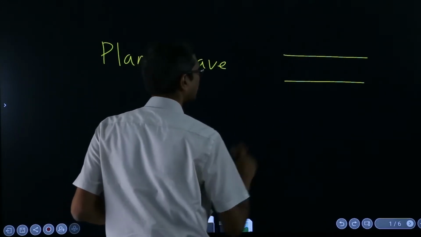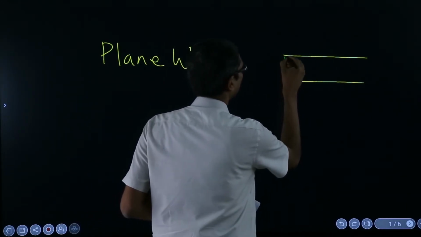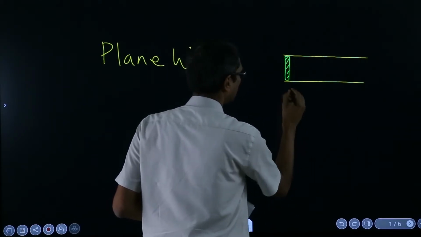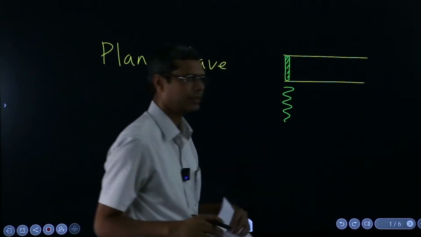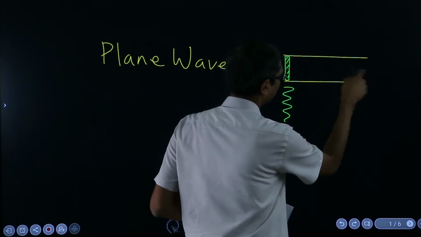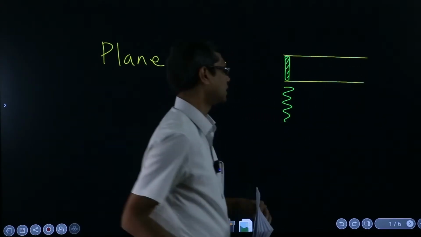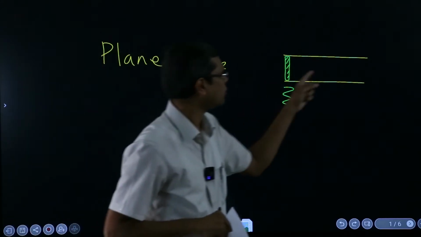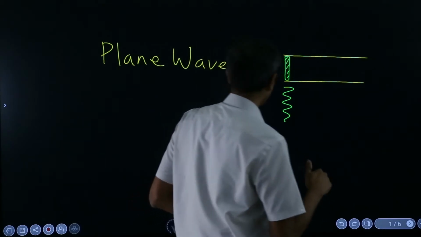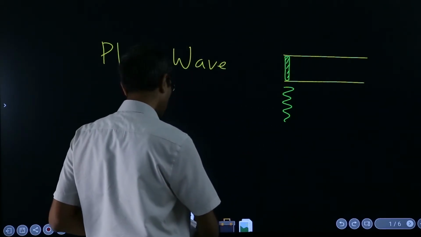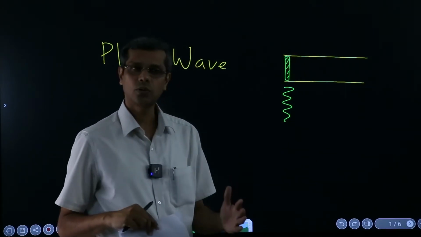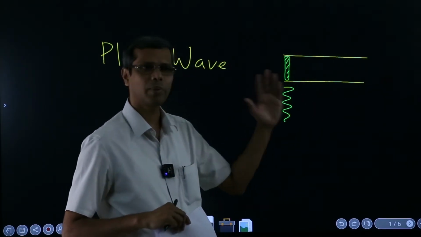And in fact, the simplest way to visualize such conditions is to think that there is a tube and you have some sort of piston here, and you are oscillating that piston like this. Because of this motion, a wave will be generated and propagated along this tube, and that wave will be very, very close to, for our course we can even say, completely a plane wave, okay.